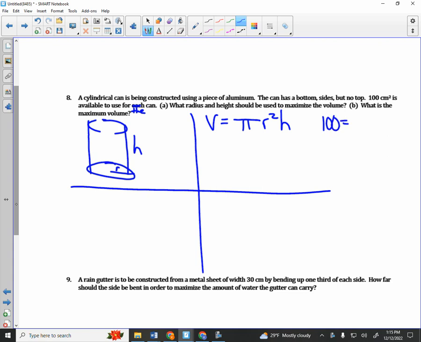Well, that's because we didn't code it. It said it has a bottom. It says it does not have a top. What's the area of the bottom? Pi r squared.